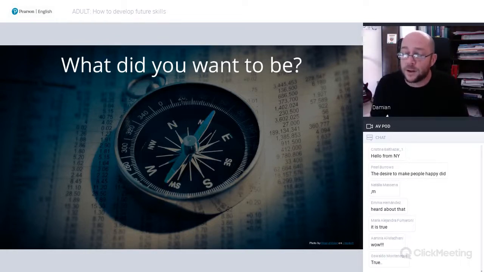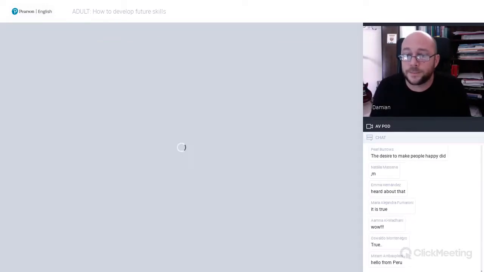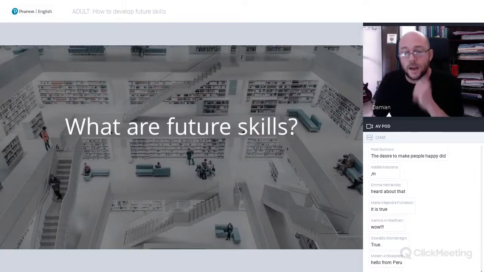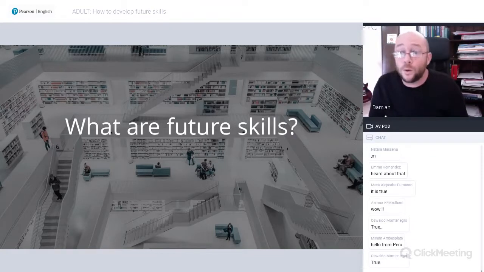And by future skills, what we mean is skills that are going to be relevant for all jobs, and also academic study in the future. So what are these? Any ideas? If you'd like to pop them in the chat box again.